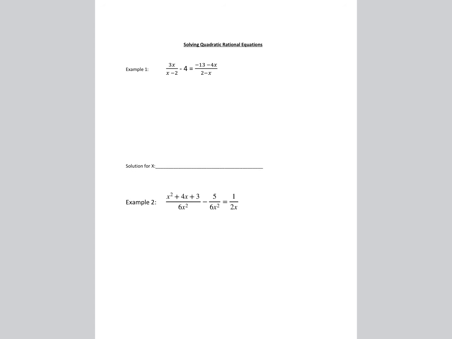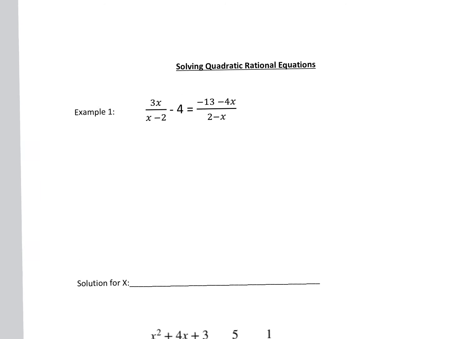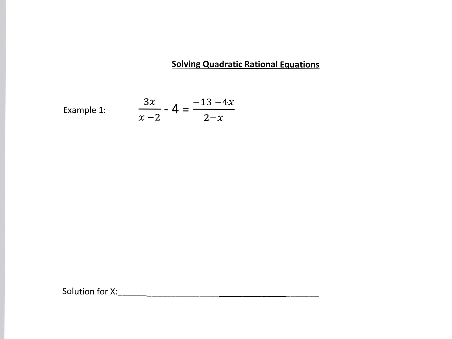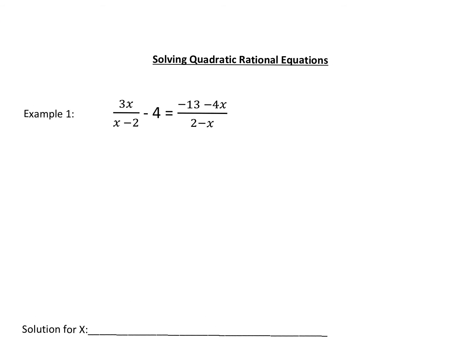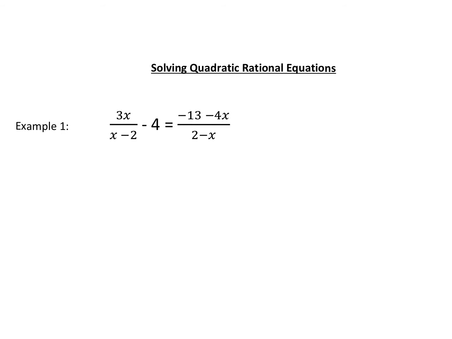So this is 8.4b. Okay, we're going to be solving quadratic rational equations, which we were already introduced to last class with 8.4a. We're just going to be doing a few more examples that are a little bit more difficult. For example 1, I want you to change this to an x minus 2 on the bottom, and we're going to make this 13 and this 4x positive.